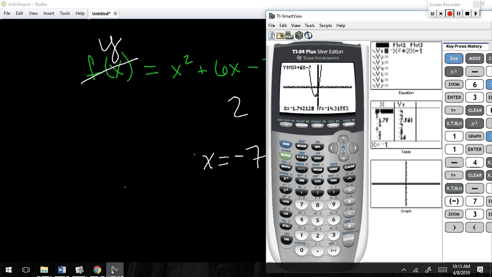If you've messed with your screen and you don't know what is what, your go-to is always to go back to zoom 6, and that gives you a standard window: out to 10, up to 10, over to 10, and down to 10. Okay? All right, tell me what you think.